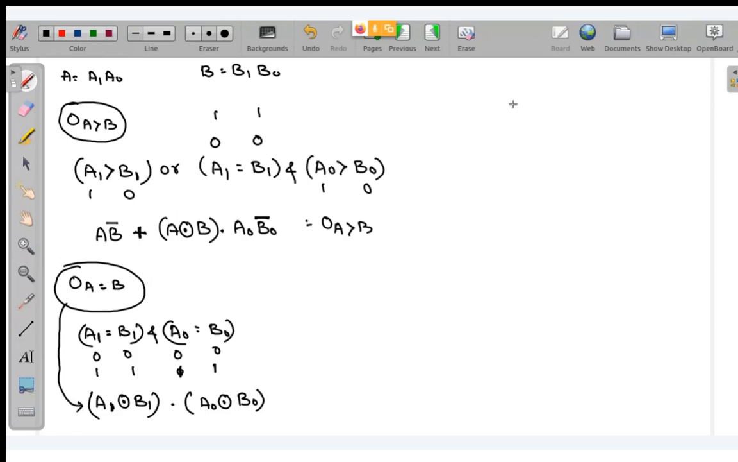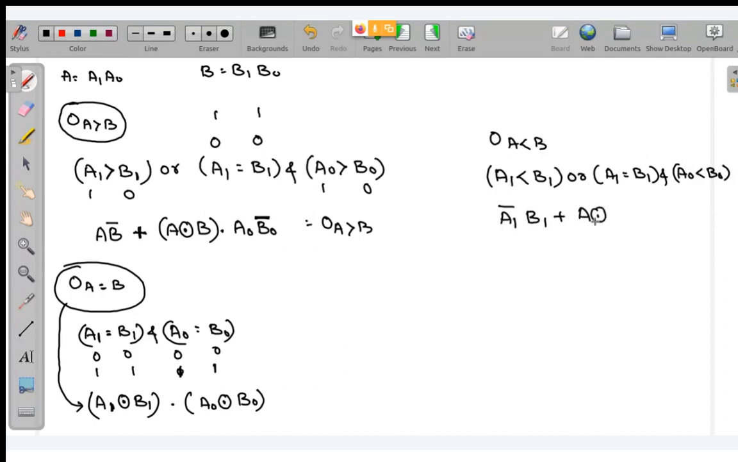Similarly, we can write for A less than B. So in this case, either A1 will be less than B1, or A1 equal to B1 and A0 less than B0. So if I want to write this in Boolean, this will be A1 complement B1 plus A1 XNOR B1 dot A0 complement B0. Tell me if this is clear or not. Is this step clear to everyone? All the steps?